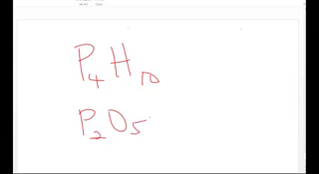CuCl2. Copper(II) chloride. Correct. Fe(OH)3. Is this iron(II)? No, iron(III) hydroxide. Very correct. I've told you that OH is hydroxide. Iron is a transition metal, so that will be iron(III) hydroxide.